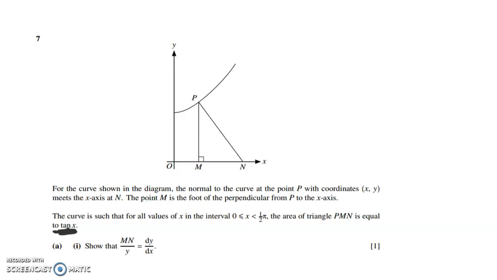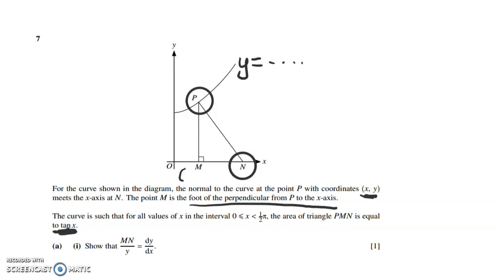So we're given a curve, and this is the curve here. So y equals whatever. And the normal to the curve at the point P with coordinates x, y, meets the x-axis at N. So we're going to be finding kind of a generic normal line. And the point M is the foot of the perpendicular from P to the x-axis. So the coordinates of point M we can get pretty easily. If this point P is x, y, then we know that M has coordinates x, 0. And what we don't know yet are the coordinates of point N.